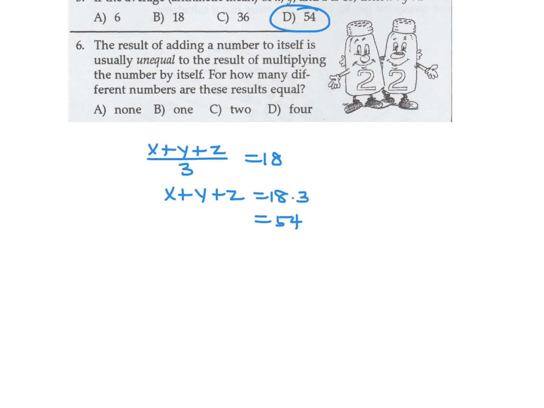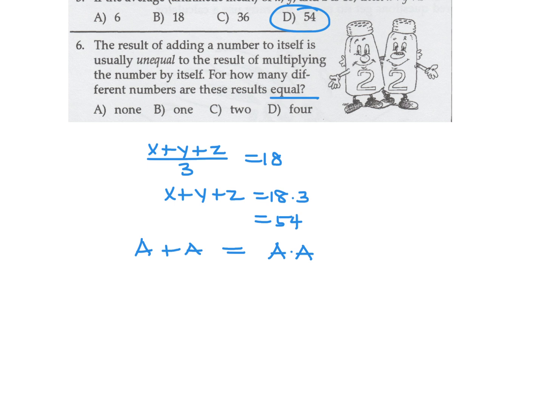The result of adding a number to itself usually is unequal to the result of multiplying the number by itself. For how many different numbers are these results equal? So what they're saying is you take a number and you add it to itself. So if the number is a, it would be a plus a. And they're saying that usually it's unequal to multiplying it by itself. So these two are not equal. But then they're saying for what numbers is it equal?